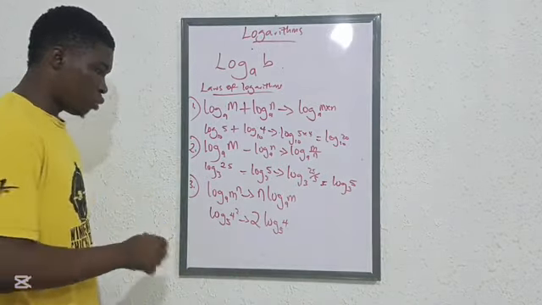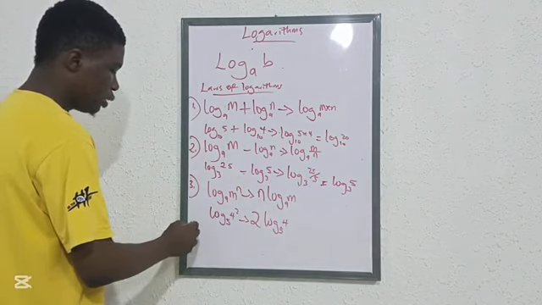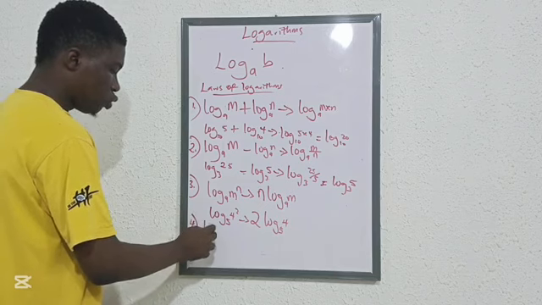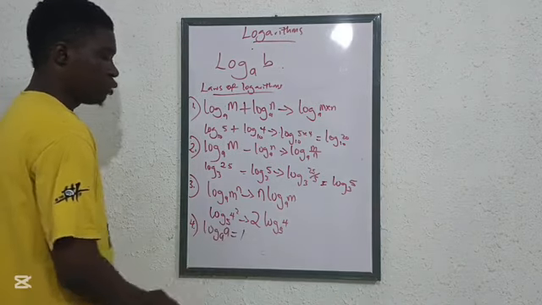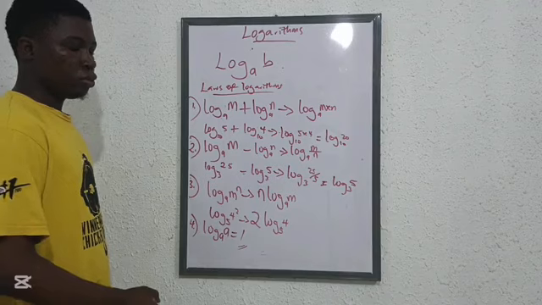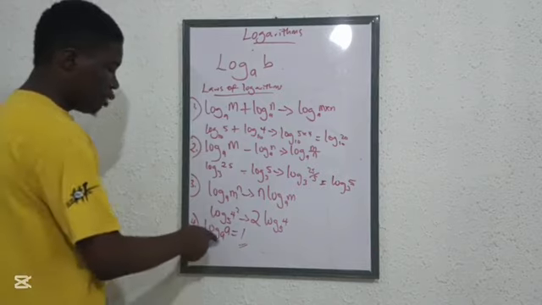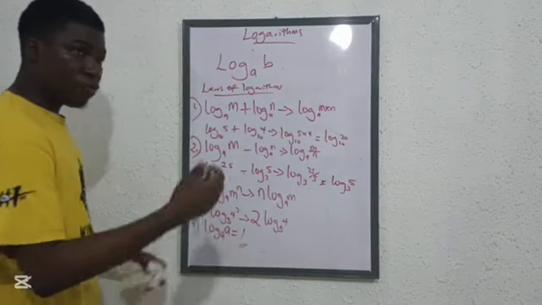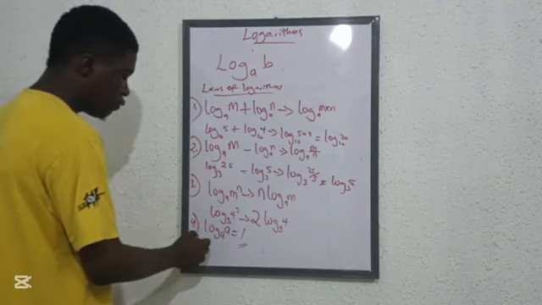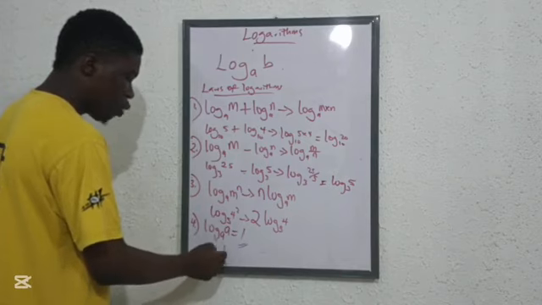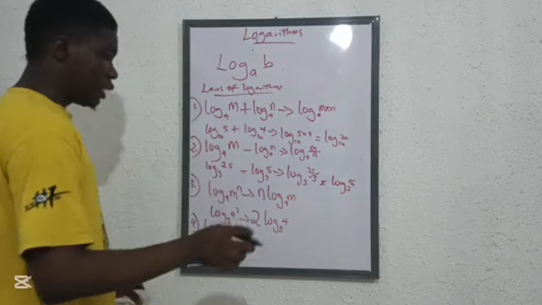I'll just give you one more, then I think we are done with that. The last one is log a base a, which is 1. I'll give you an example for this later. So log a base a is 1: log 5 base 5, log 10 base 10, log 100 base 100 is 1. And log 1 base anything is 0.